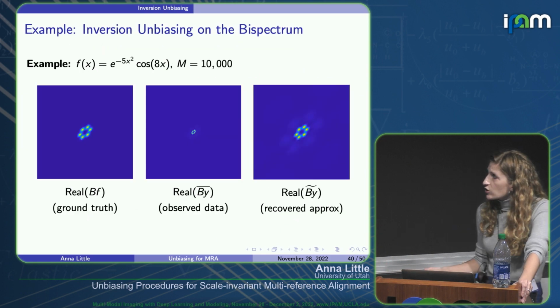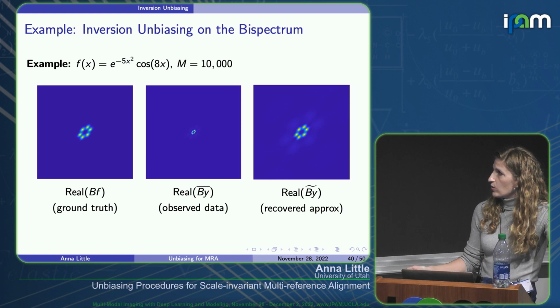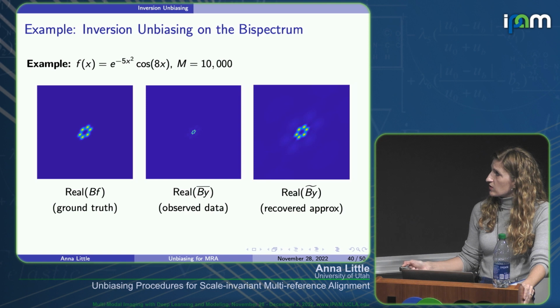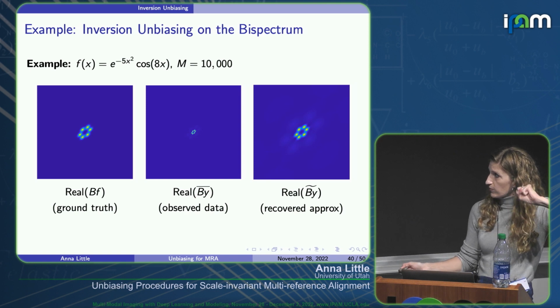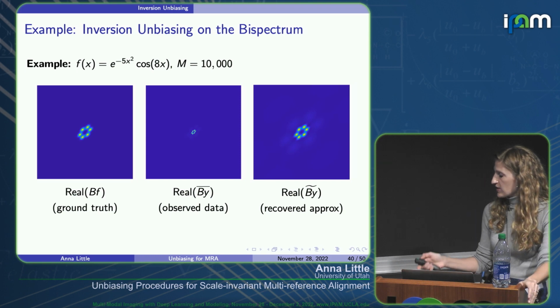Okay, and here's a picture illustrating what this unbiasing procedure is doing on the bispectrum. Here's your ground truth signal. Here's what you actually observe from your data. Notice how the support is totally distinct, it's way off. And then this is the result of the unbiasing procedure. You've really successfully pushed it back out to match what the ground truth is.